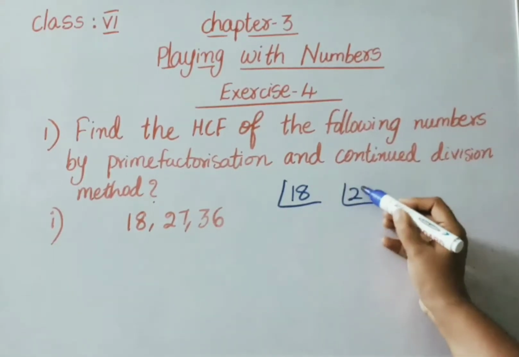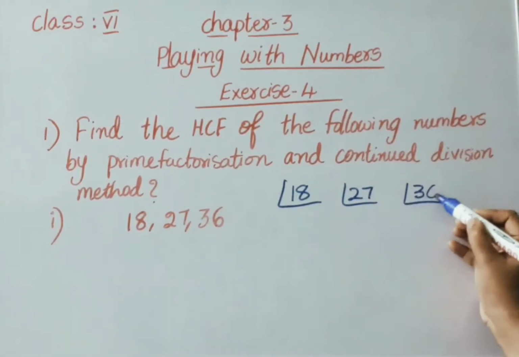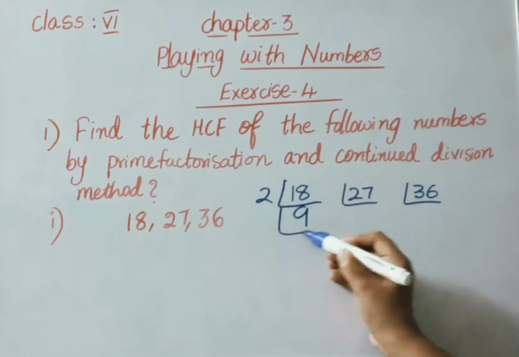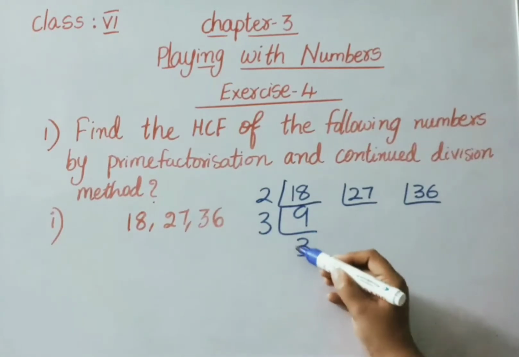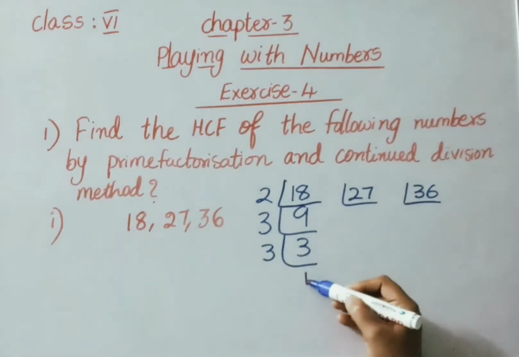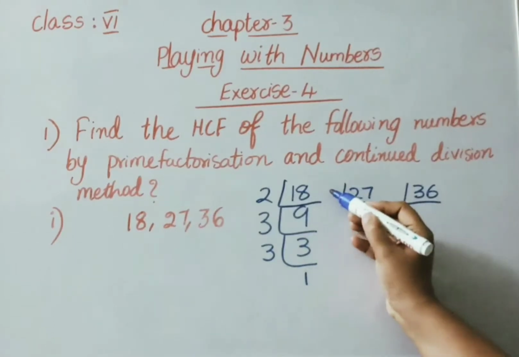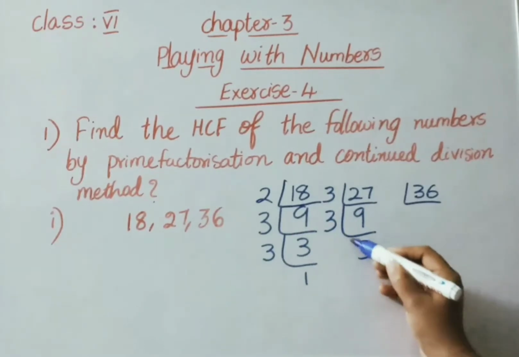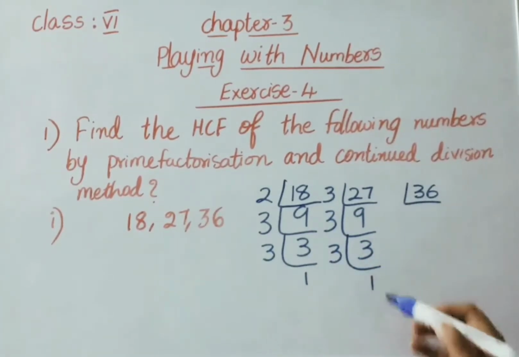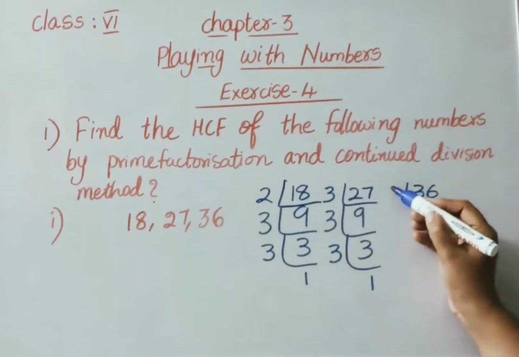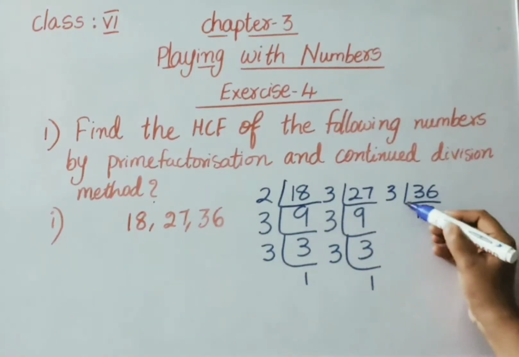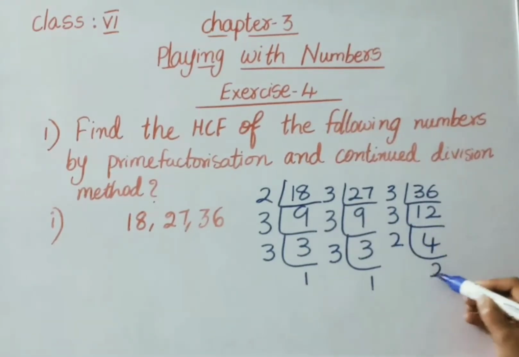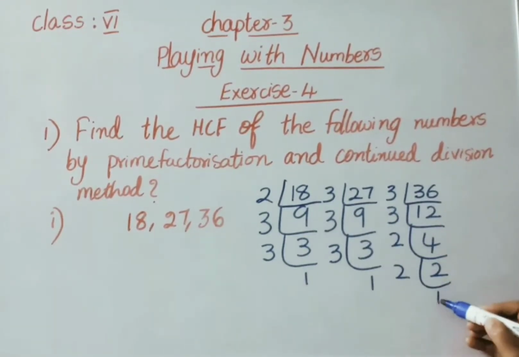18, 27 and 36 we are going to divide. 2 table, 2 nines are 18, 3 table, 3 threes are 9, again 3 table, 3 ones are 3. Take 27, 3 table, 3 nines are 27, again 3 table, 3 threes are 9, again 3 table, 3 ones are 3. Now 36, 3 table, 3 twelves are 36, 3 table, 3 fours are 12, 2 table, 2 twos are 4, again 2 table, 2 ones are 2.